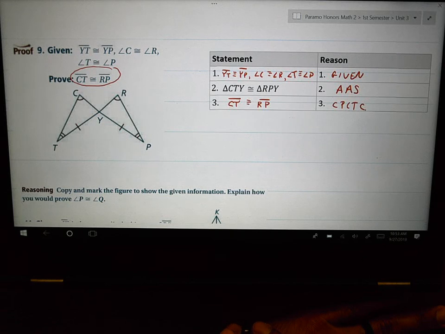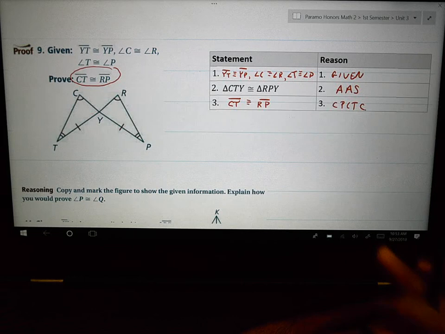That's a proof. Proofs aren't hard. They're logical. They have steps to them. That's all you got to do. The hardest part really is coming up with the logical order of things.